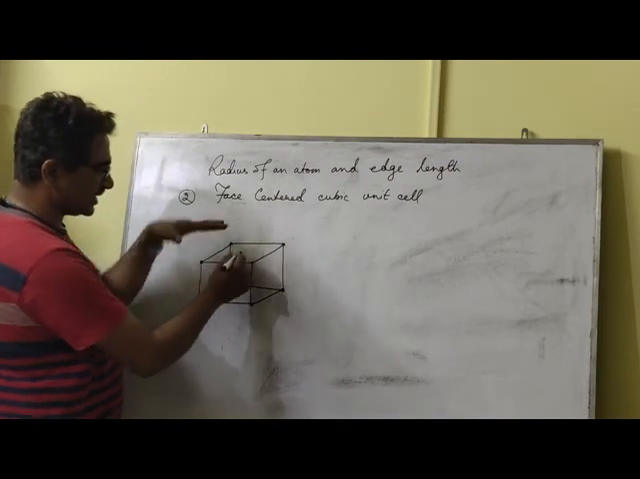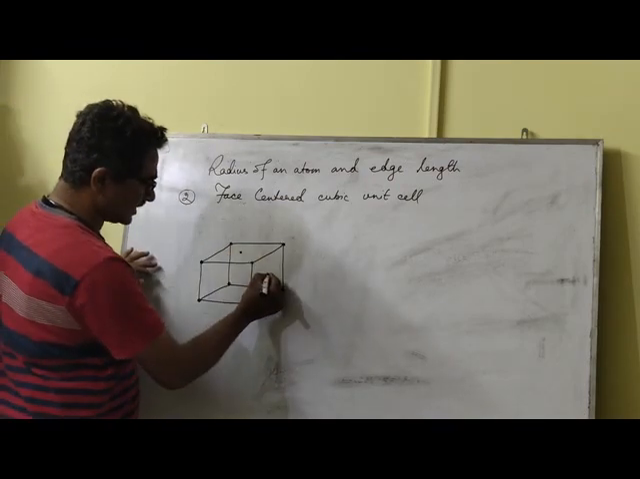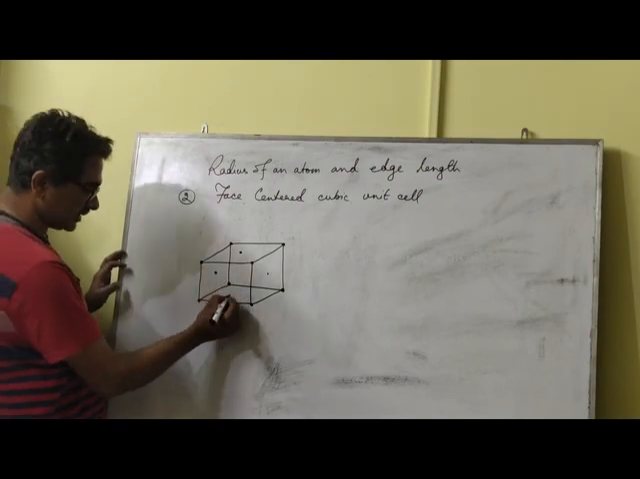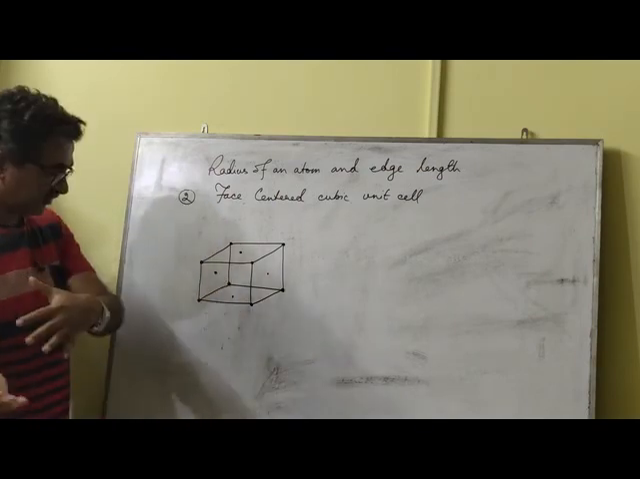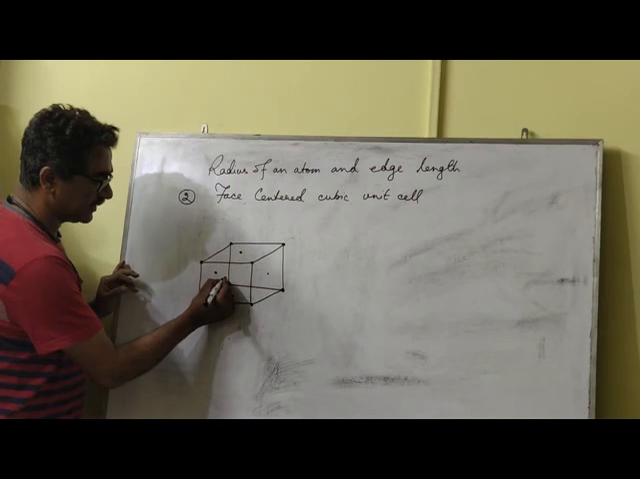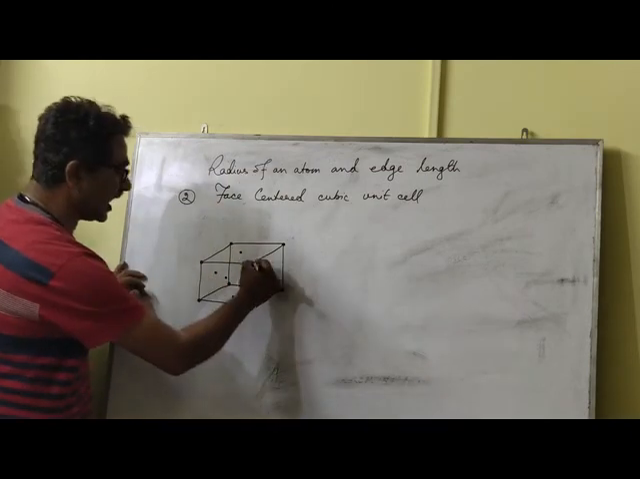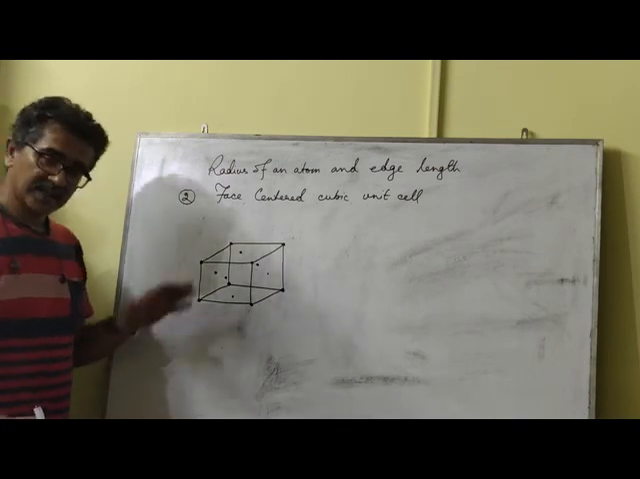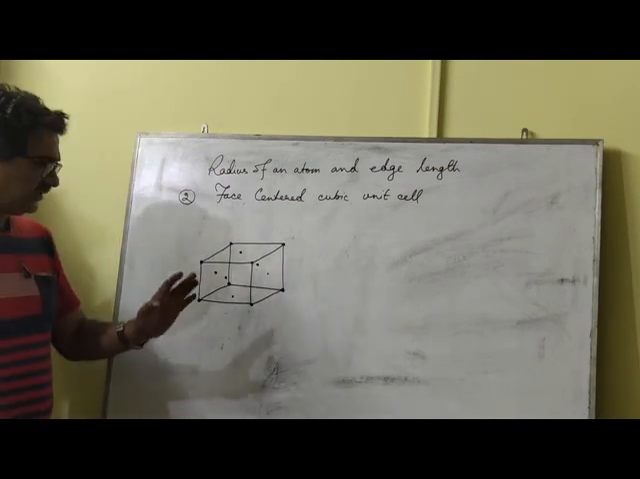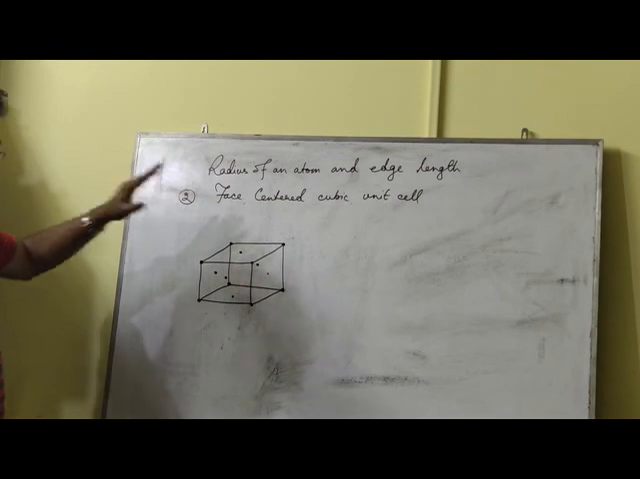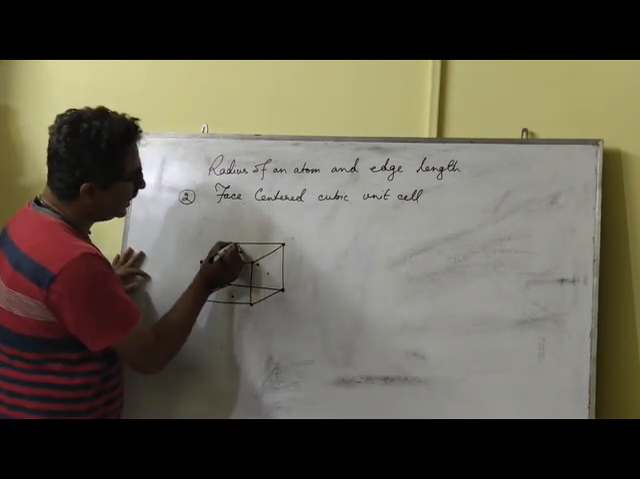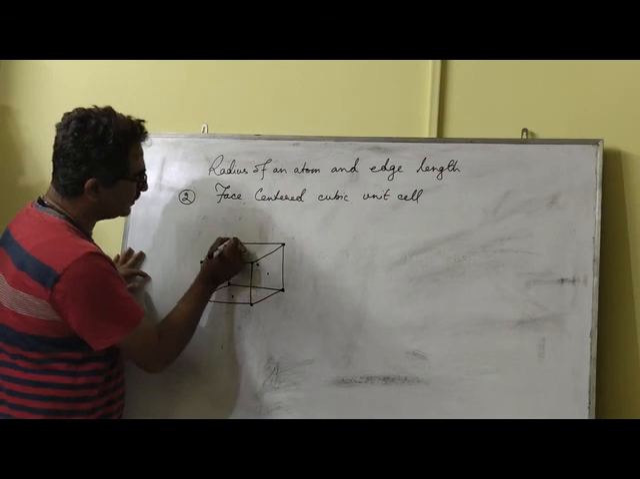So there are 6 faces. This is at the top face, this is at the side face, this is at the other side face, this is at the bottom, this is at the front, and this is behind. So in total we have 6. Now for convenience, we are taking the top face only. So here you can imagine this to be an atom.